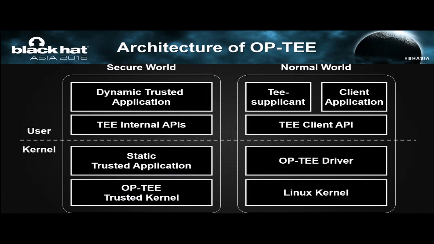This page shows the architecture of OP-TEE. The secure world, the left one, consists of the trusted kernel, static trusted applications, and dynamic trusted applications. The normal world, the right one, consists of the OP-TEE driver and the tee-supplicant. Each world has an API between kernel and user, and the interface specifications are defined by GlobalPlatform.